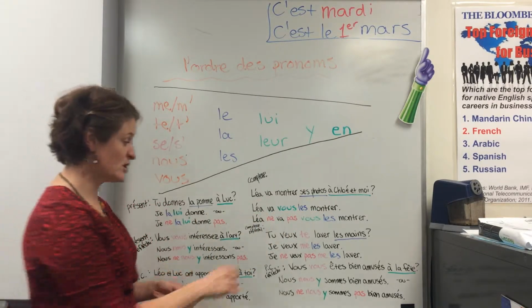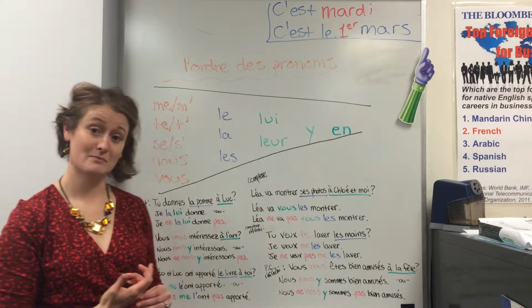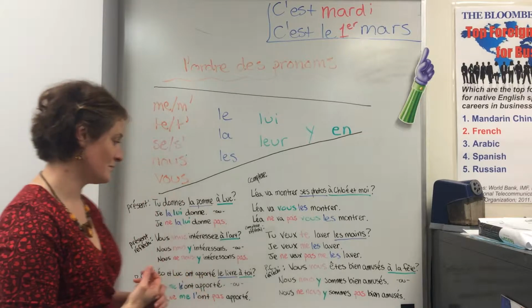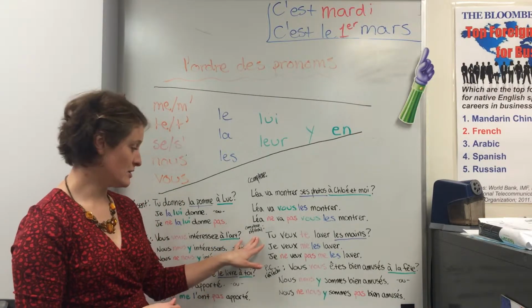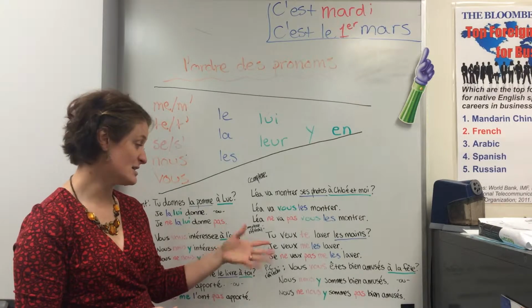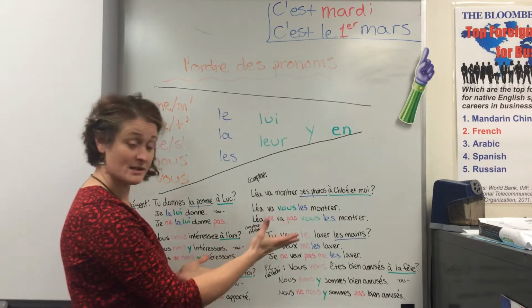Au négatif, we just put ne pas around our conjugated verb. Elle ne va pas vous les montrer. She's not going to show them to you. Okay? And now we're going to do another example with a complex sentence, but this time with a reflexive pronoun. Okay? So, un exemple.